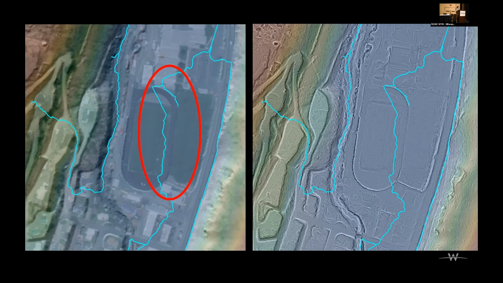Now, there's actually a second place I would put a red circle around this photo. Does anybody have any idea why, where I would put the circle?